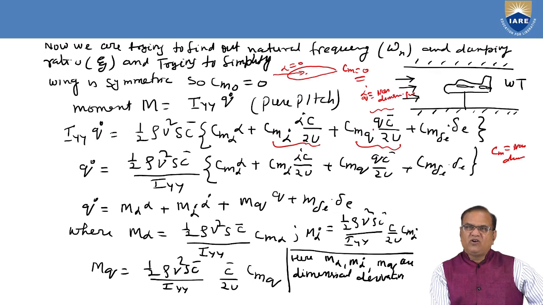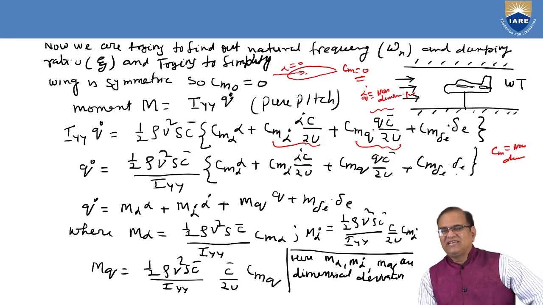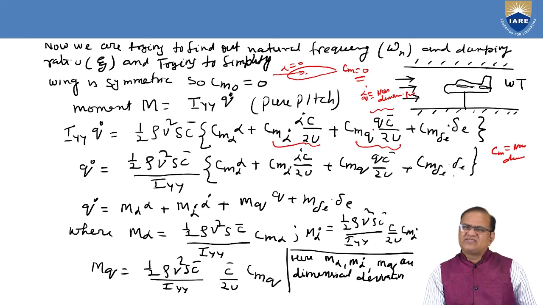So now, if you want to find out q dot, q dot is equal to half rho V squared S c bar by Iyy, times Cm alpha into alpha plus Cm alpha dot into alpha dot c by 2u plus Cm q into q c bar by 2u plus Cm delta E into delta E. I think it is very much clear, simple mathematics.